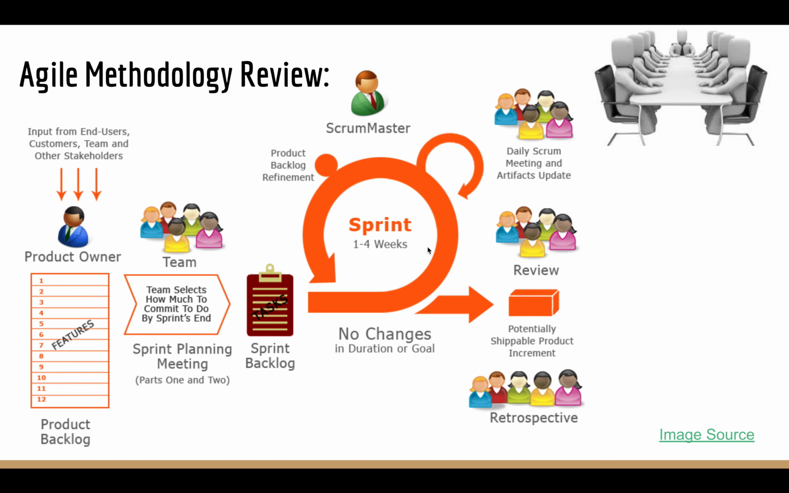Here's a quick overview of Agile methodology. This involves some input from end users and customers, basically the big stakeholders that are involved in the project. Mainly the product owner is what we call them. They will give a list of features that they're looking for, which we will then track using the product backlog.